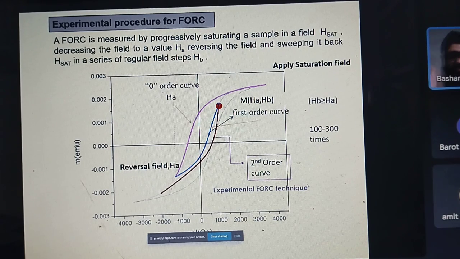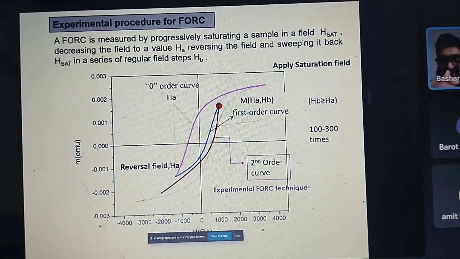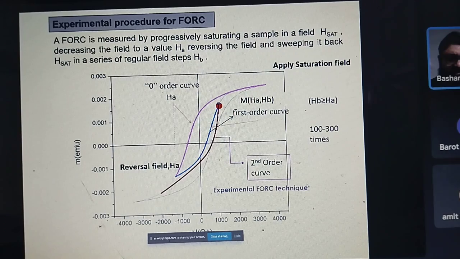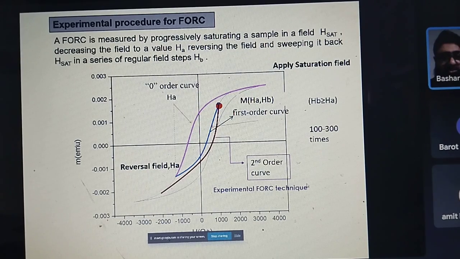So if the major hysteresis loop of a material shows that your porosity is about 1000, then you can reverse your field from, let us say, 900 onwards. At every step you change this reversal field. You saturate your sample, then reverse your field, stop at one field, and once again start saturating. This way you will get continuously many loops. These are called the minor loops.